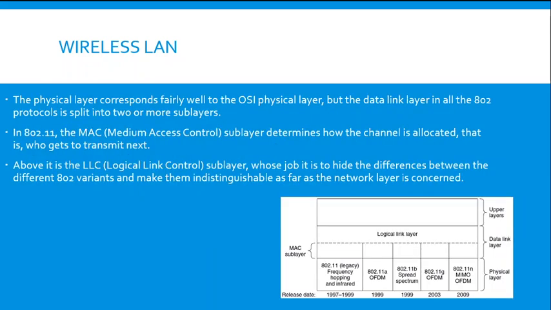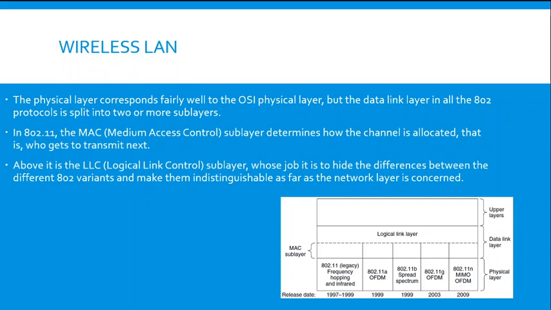Physical layer corresponds fairly well to OSI, open system interconnection. The physical layer and the data link layer of the 802 protocol are split into two or more sub-layers. In 802.11, the MAC, the medium access control sub-layer, determines how the channel is allocated, that is, who goes to transmit next.